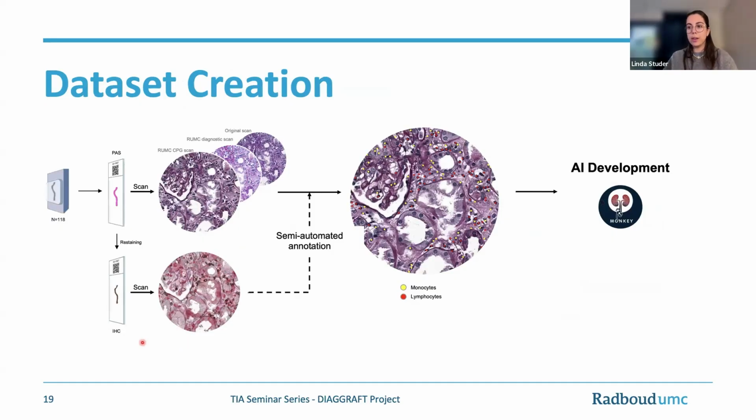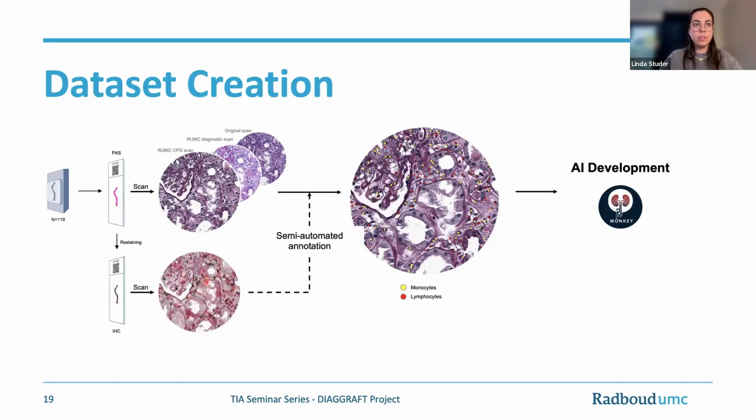Now the dataset creation for this challenge was very extensive and took quite some time, because we were again using immunohistochemistry restainings to create a very reliable reference. And for that, we collected slides from 6 different centers. They sent us their PAS slides. We, in our lab, destained them and restained them with quite a complicated protocol to make sure we really have the optimal visibility of the monocytes and the lymphocytes.